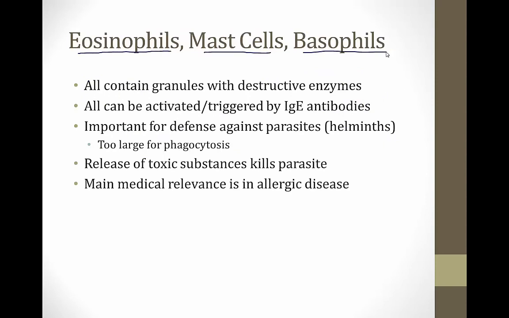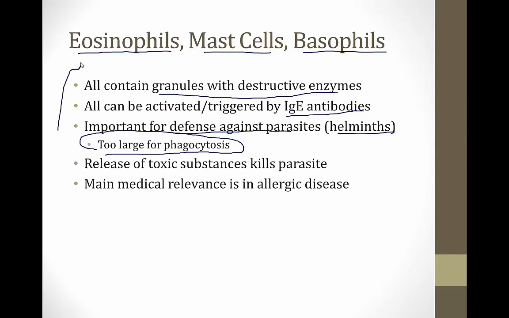The last elements of innate immunity are the eosinophils, the mast cells, and basophils, and I find it helpful to think of these three groups together. They all contain granules with destructive enzymes. They can all be activated or triggered by IgE antibodies from B cells. They're all important for defense against parasites, especially helminths. These pathogens are way too big to be phagocytosed by macrophages, so these cells probably evolved in order to protect us from these large invaders.